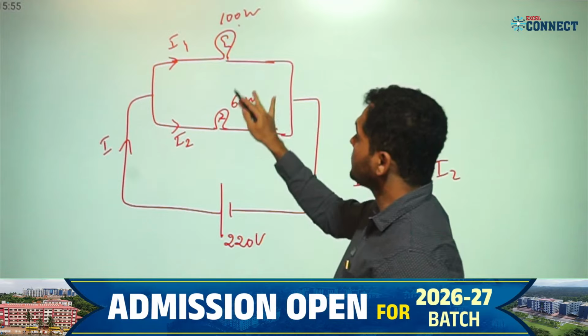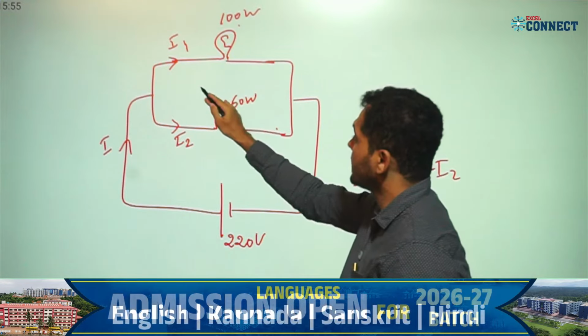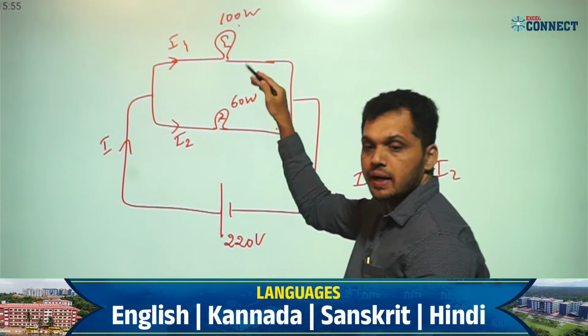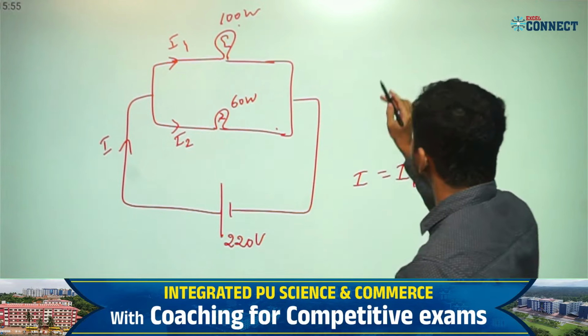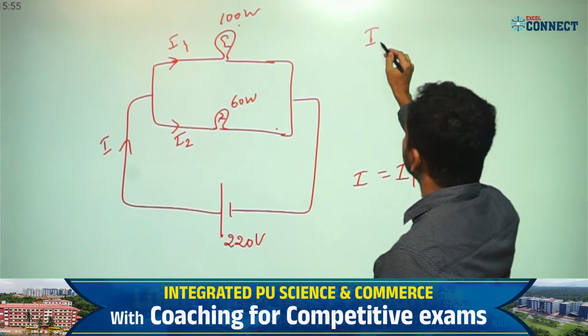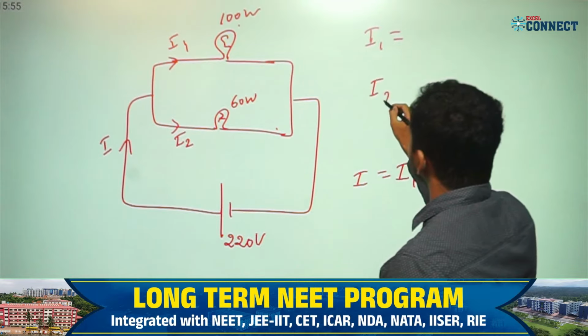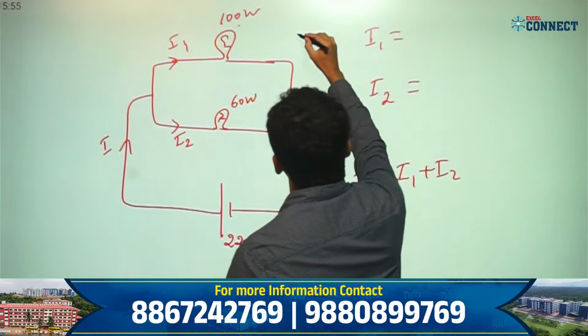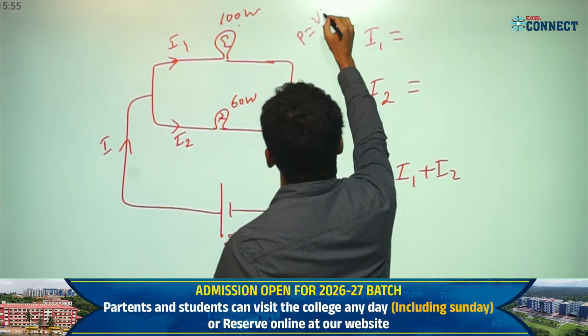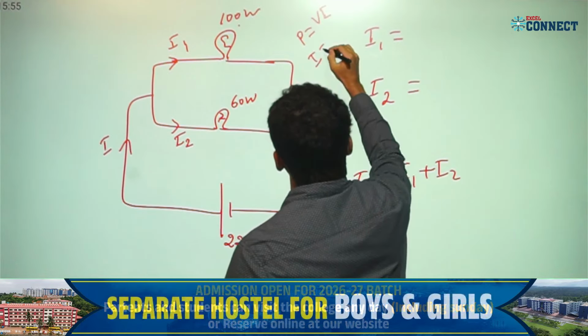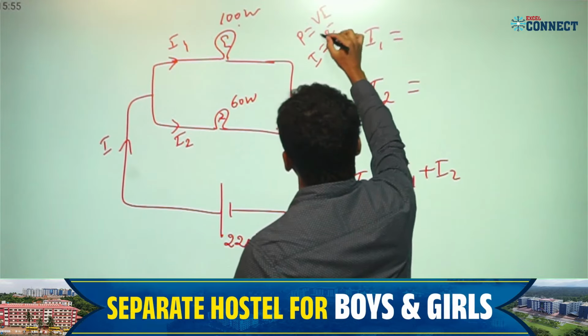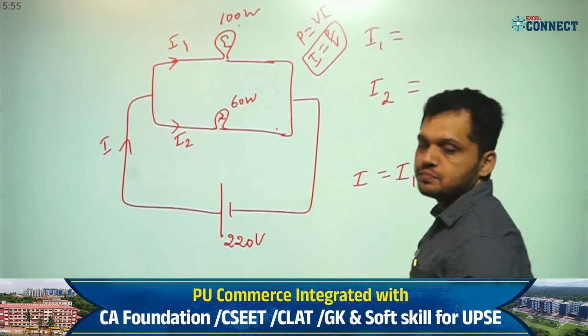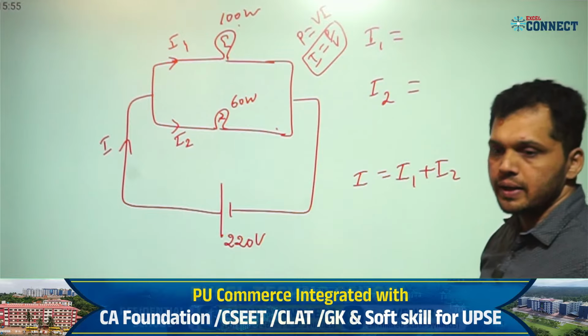Voltage across each bulb is 220 volt only. Why? They are in parallel combination. So what are I1 and I2? This I have to find first. How to get this I? Using power. Power P is equal to V into I, so I equals P by V.